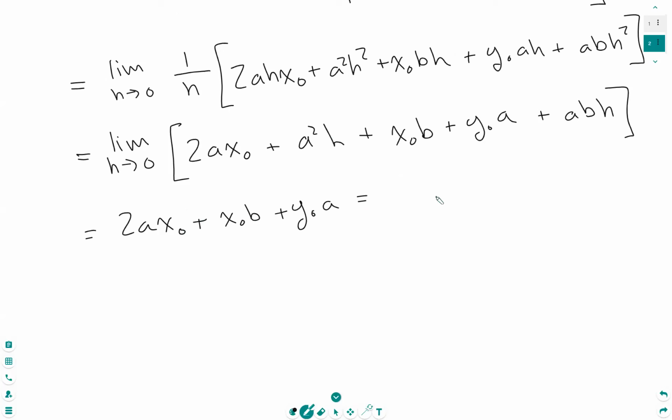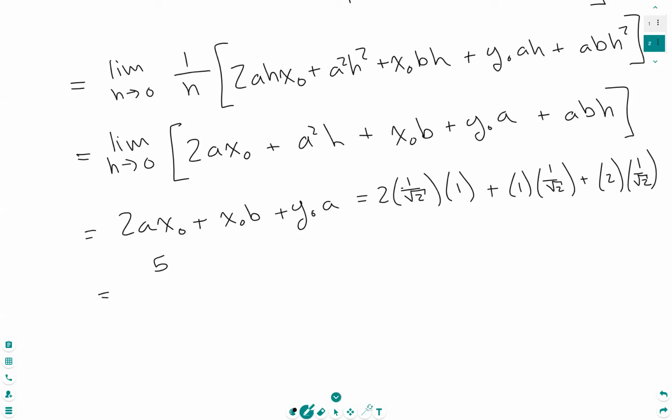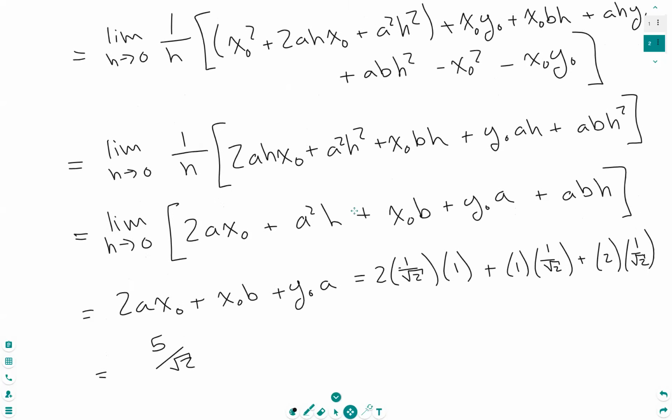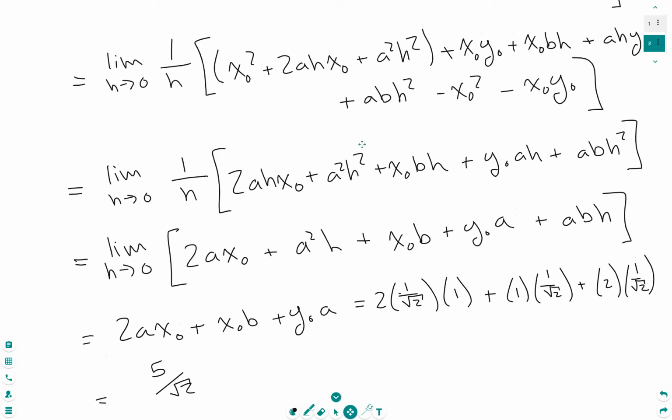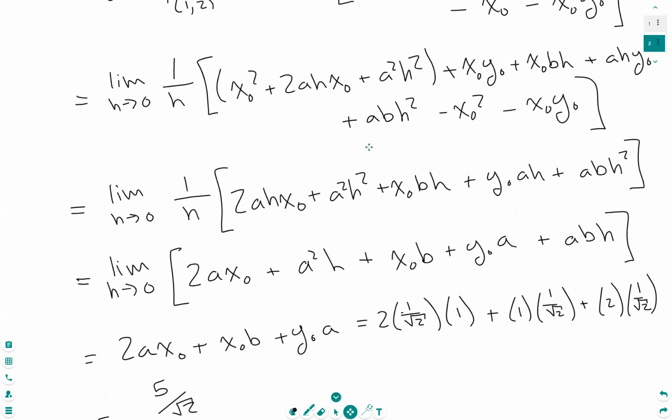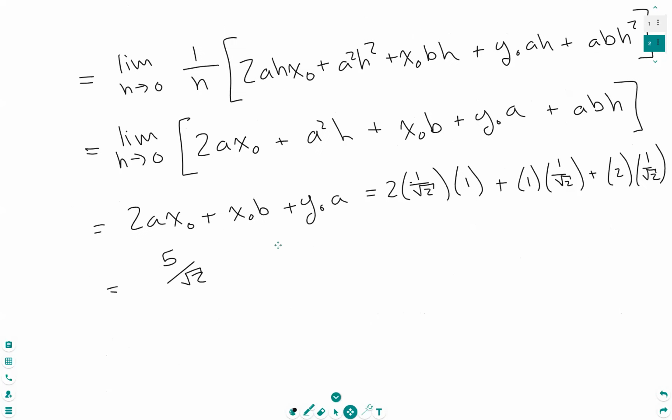And now we can plug in the values for these things. This is 2 times our a, which was 1 over root 2, and x naught was 1. Then our x naught again was 1, our b was 1 over root 2, and for our y naught we had 2, and then a was 1 over root 2. So we can plug all that in, and we end up with 5 over root 2. Okay, that was the limit way. I at least wanted you guys to see it once. It's very similar to doing the limit definition for functions of one variable, because after you plug everything in, everything is still just a limit in h. I'm not talking about a limit in R2.